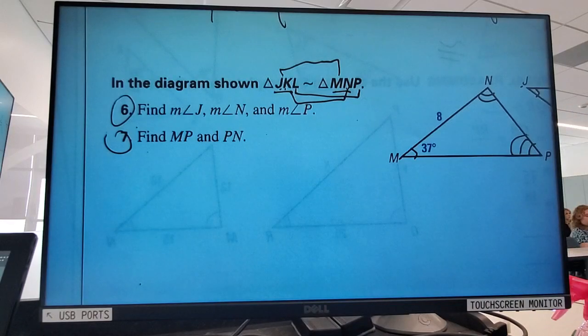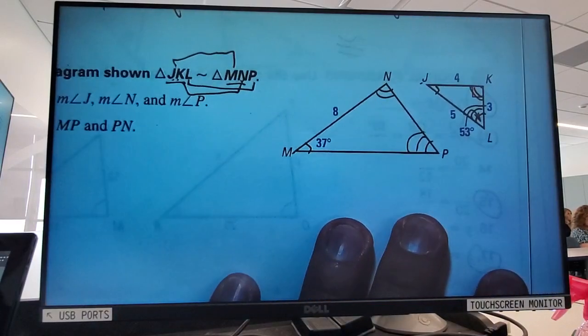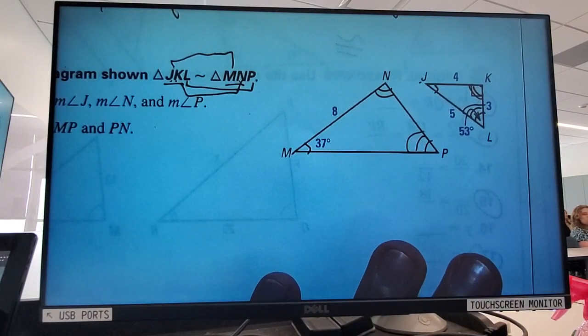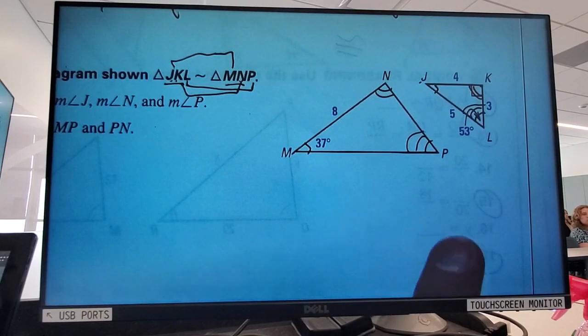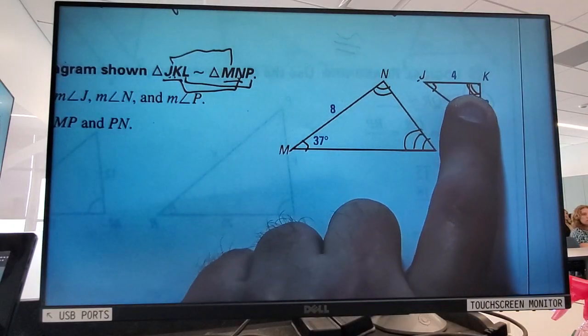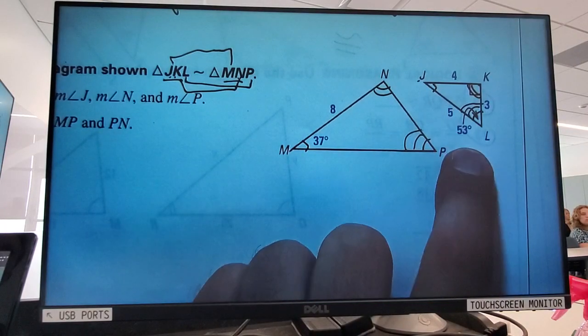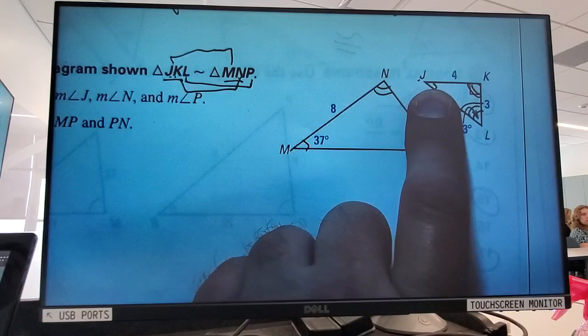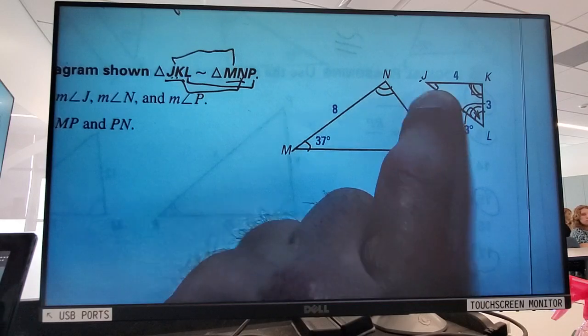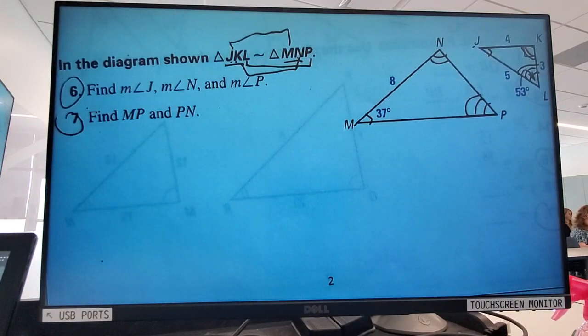How do you get the measure of angle J? Why is that easy? I wrote over it, but that's a 90-degree angle, yes? And this is a 53-degree angle, so what's that got to be? 37. Kick ass.